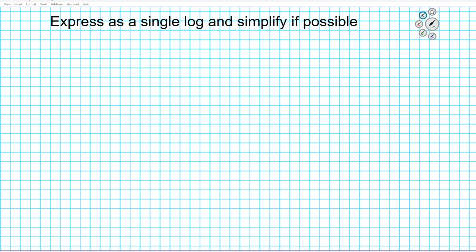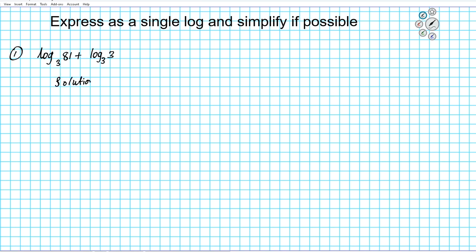All right, so the instructions for the examples that we're working on are for us to express as a single log and simplify if possible. For question number 1, let's say we have log base 3 of 81 plus log base 3 of 3.